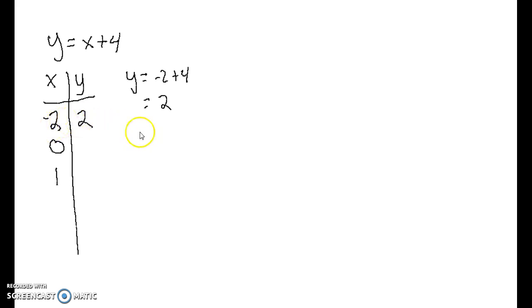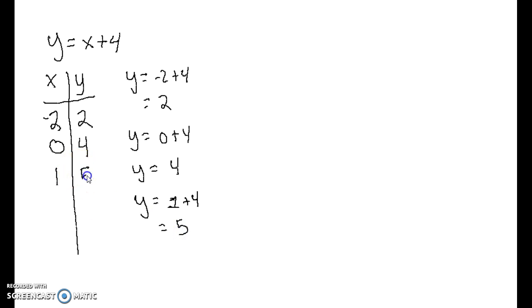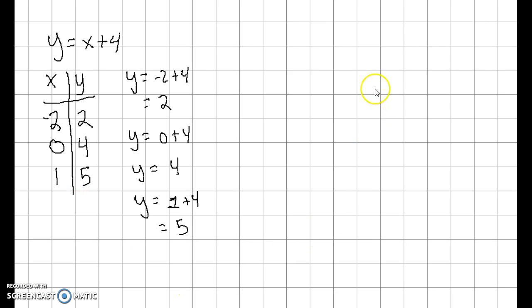Perfect, so I'm going to plot that point. Y is equal to 0 plus 4, so y is equal to 4. Second point. Third one is a 1 plus 4, which gives us a 5. Right? Oops. There was more space than I needed. All right. So let's make a graph. So let's see if I can graph this all onto here. So I'm noticing that it's more positive y's than negative y's.